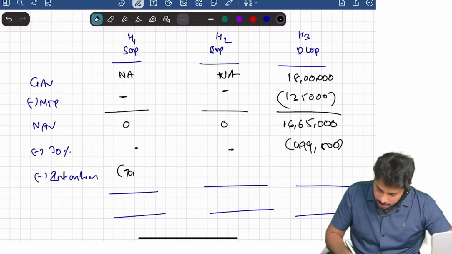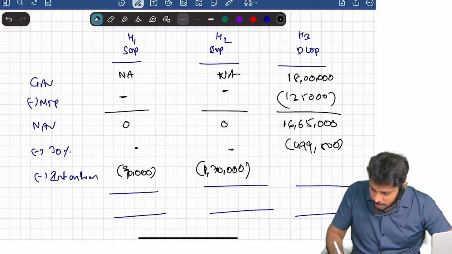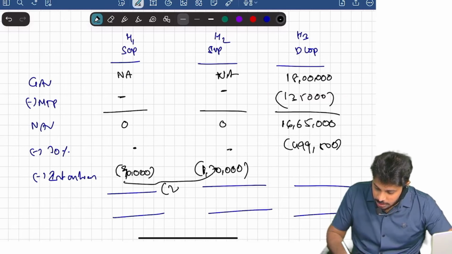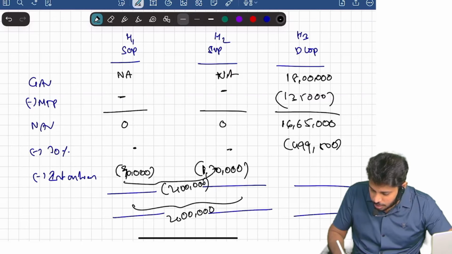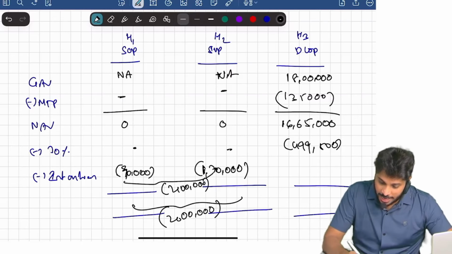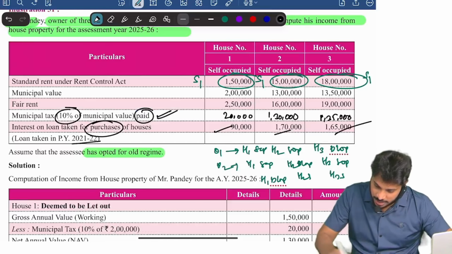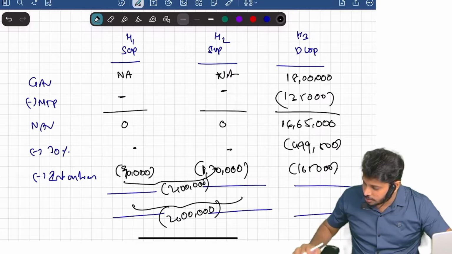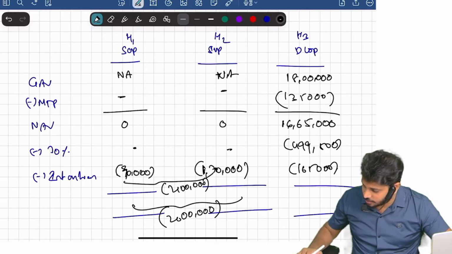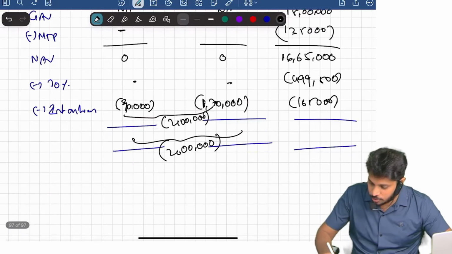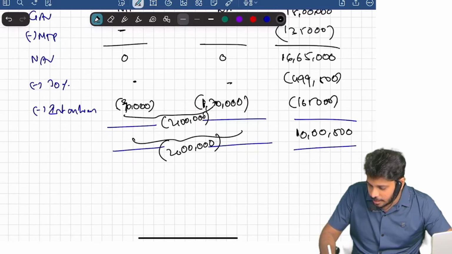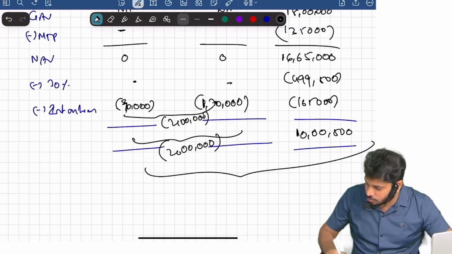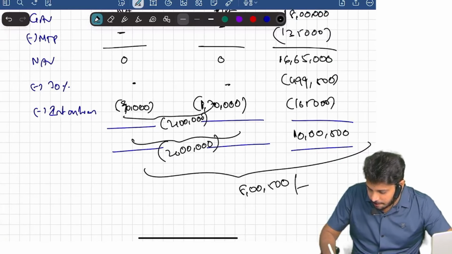Here how much is there? 90,000 you claim, and balance here 1,70,000 is there. Yes or no? But put together, restricted to 2 lakh. So put together the minus answer will be 2 lakh. Now here, actual interest for this, how much? 1,65,000. Correct? Therefore 16,65,000 minus 4,99,500 minus 1,65,000 is equal to 10,00,500. Set off minus 2 lakhs is equal to 8,00,500. Option 1 answer is this.